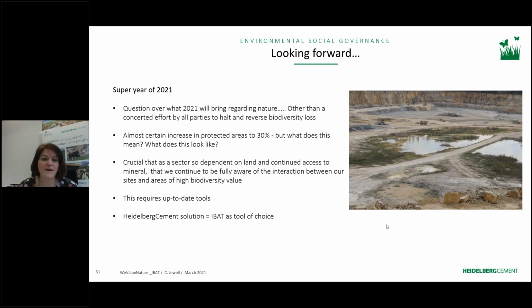So IBAT really is the tool of choice for Heidelberg Cement, and I would really recommend it to other businesses out there, particularly businesses that are large land managers like we are. It really is an important tool, and a necessary tool in the toolbox of how companies interact with biodiversity. So next slide, and thank you very much.